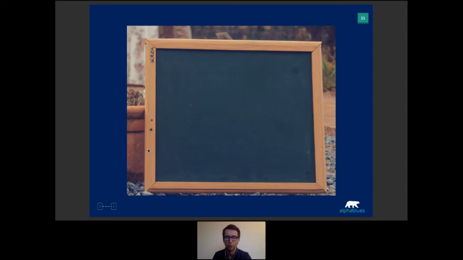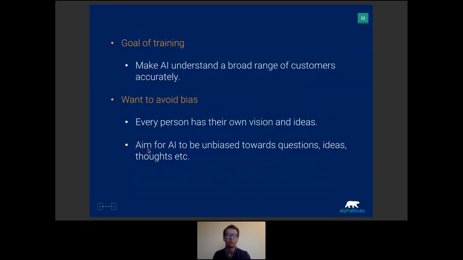It doesn't know much or anything at all. And what's the goal? So why you should train it? Well, the key is that you want to make the AI understand a broad range of customers accurately. And so the key words here are broad range and accurately, because customers come in all shapes and sizes with different ways of asking things, different problems, different issues. And you need to understand a lot of them, ideally all of them, accurately.